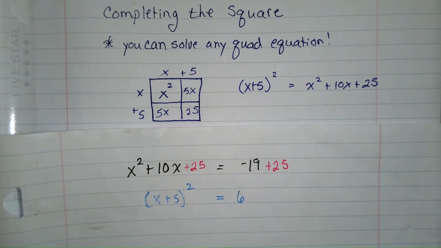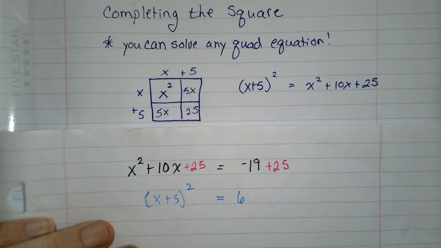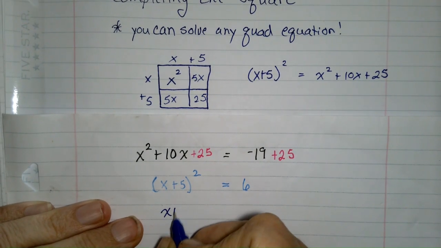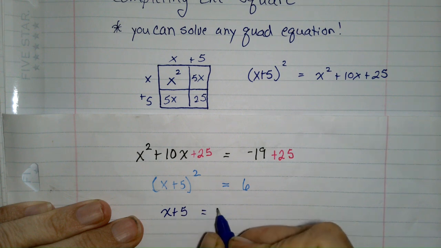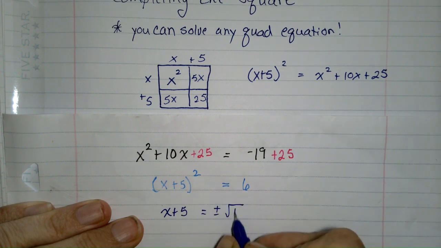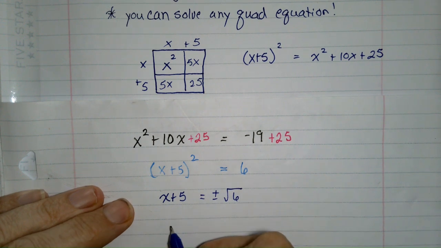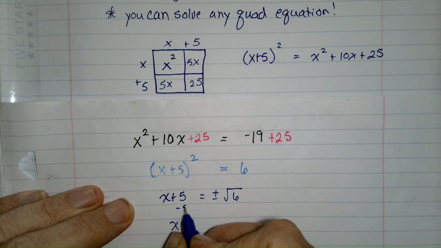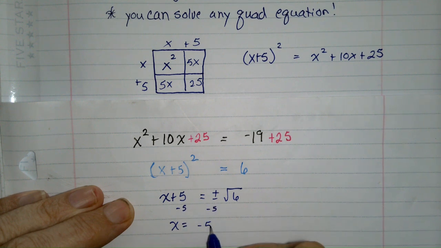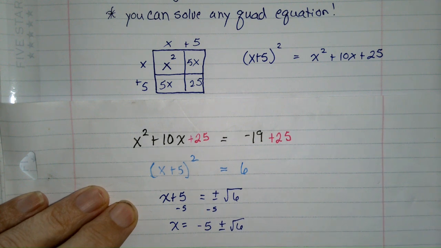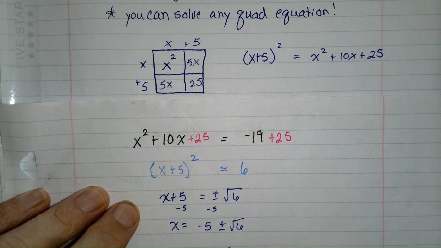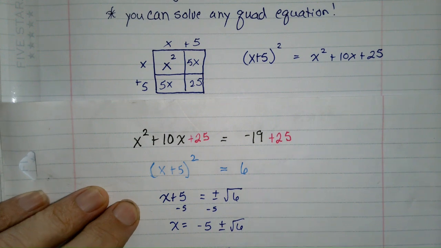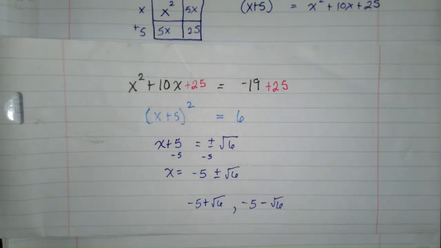The beauty of this is now we can use what's called the square root property to solve. We can take the square root of both sides. Don't forget the plus or minus. So x plus 5 equals plus or minus the square root of 6. So x will equal, I have to subtract 5, negative 5 plus or minus the square root of 6. So negative 5 plus root 6 and negative 5 minus root 6 will be our two answers.